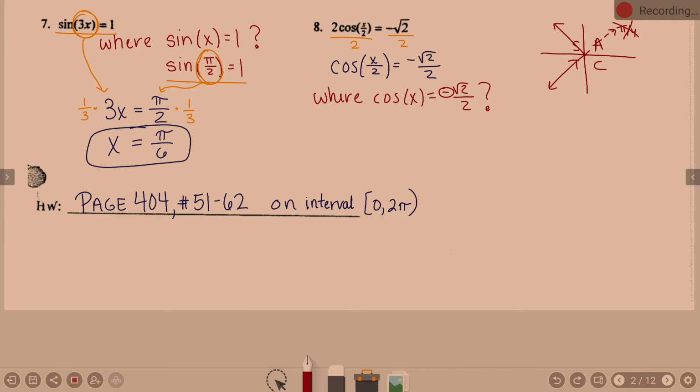Quadrants 2 and 3? Yes. So what are the pi over 4 angles in those quadrants? In other words, what is pi over 4 up from the x-axis in quadrant 2? And what is pi over 4 down from the x-axis in quadrant 3? And there are your 3 pi over 4 and 5 pi over 4 answers. Okay? So, where does that happen? Well, that can happen at 3 pi over 4 and at 5 pi over 4, yes?